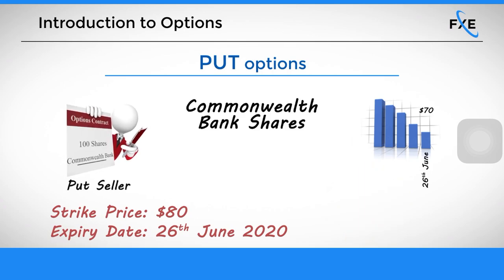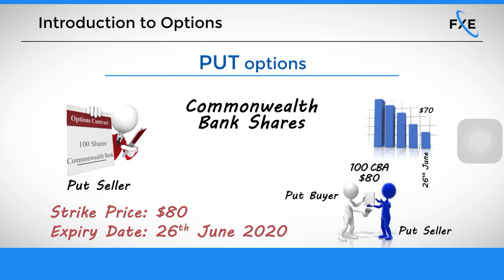Now, from the put option seller perspective, selling a single put option contract on CBA will give the put option seller the obligation to purchase 100 CBA shares at the close of trade on the 26th of June 2020 at a price of $80, the strike price, from the put option buyer.